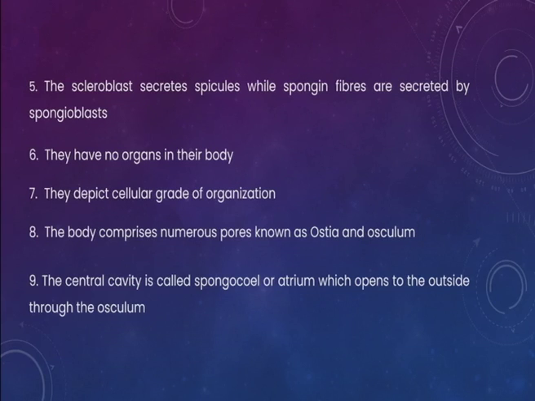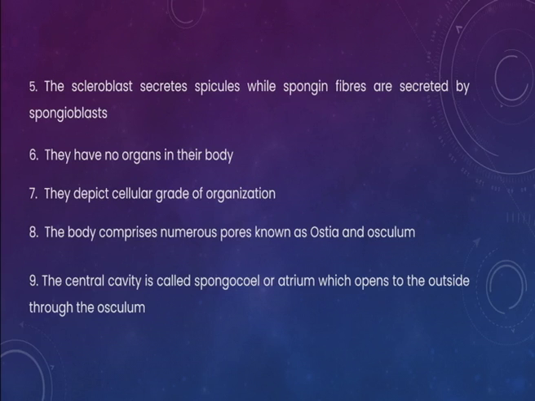Radial symmetrical means when you see the organism from the center axis, it has spreading rays like a sun, that means radial symmetry. Or asymmetrical, asymmetrical means unequal parts of the body. Their body is usually cylindrical. The scleroblasts secrete spicules, while spongin fibers are secreted by spongioblasts. So, the scleroblasts are the special cells that secrete spicules for their protection.